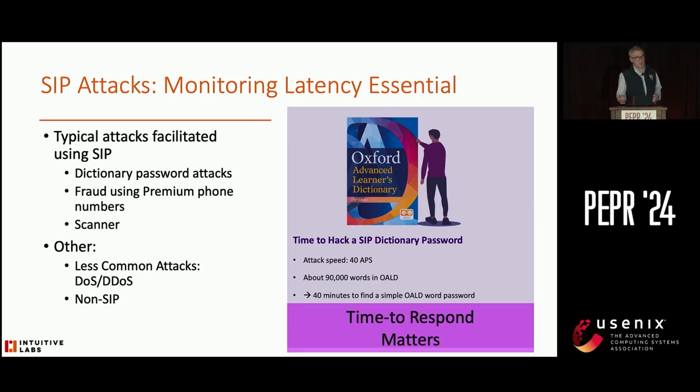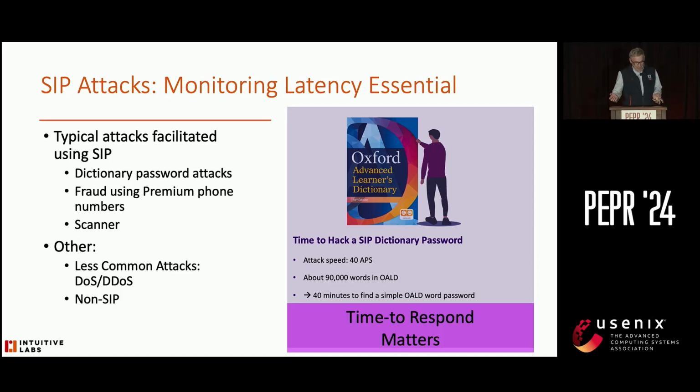And the most typical attacks, and I will refer to them because they somehow relate to how we do privacy, are dictionary password attacks, just brute force attacks. Typically, for some it may be low, for some it may be high, but the typical speed is like 40 attempts per second. If you have a weak password from the Oxford Dictionary, it will take less than an hour and the password is found out. So that's an example of how time matters.